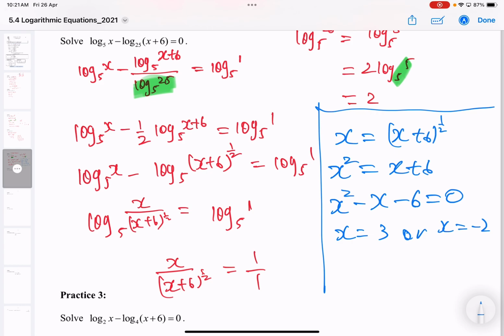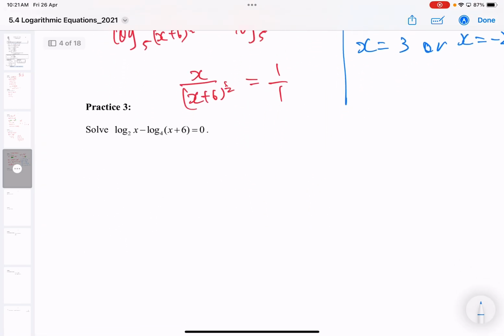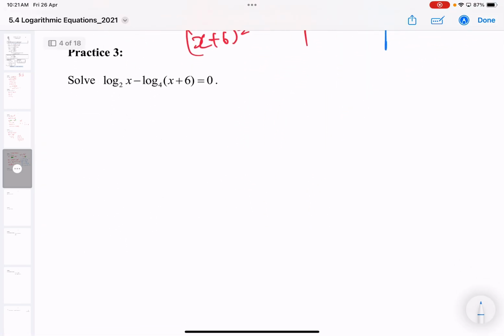Actually, it's much faster. Okay, there's another method. Actually, in math there are many methods. So I'll show you the other method that maybe some of you want to try, which is actually a change of base method. This one is slightly faster.